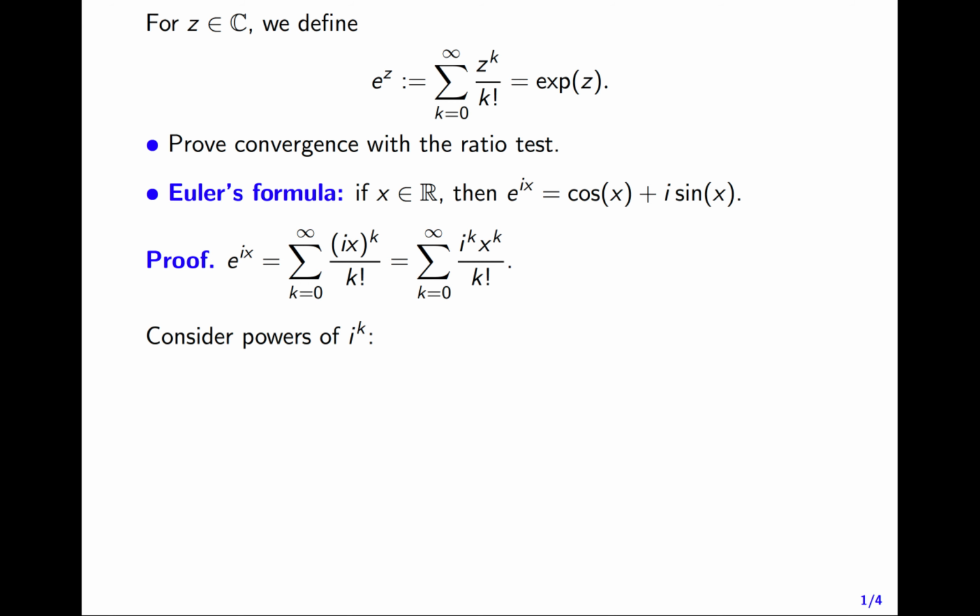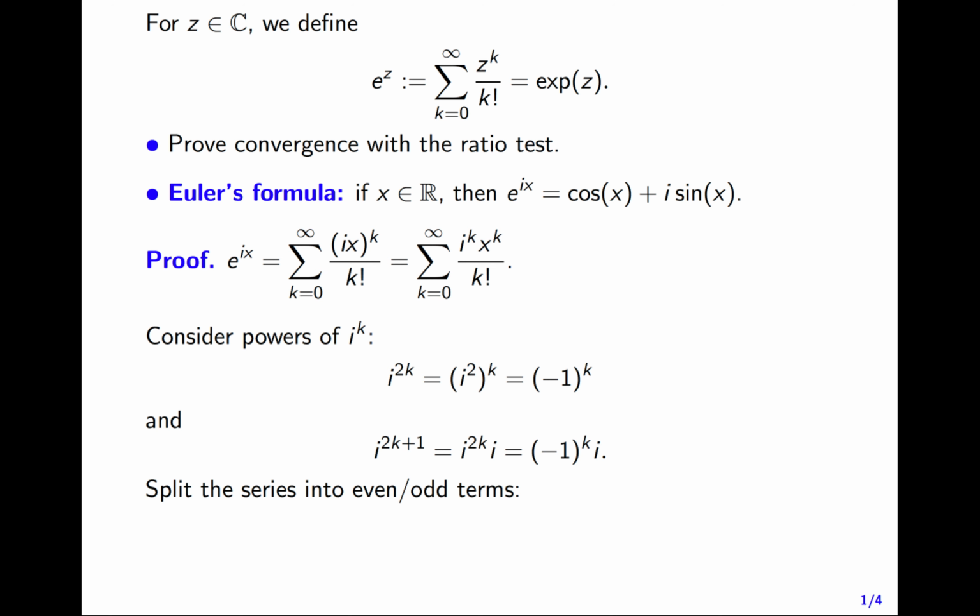Now consider what i to the k can be. If k is an even number, so you have 2k there, then i to the 2k is going to be i squared raised to the power k, which will be minus 1 to the k. And so i to the 2k plus 1, when the power is odd, is going to be i to the 2k times i, which will be minus 1 to the k times i.